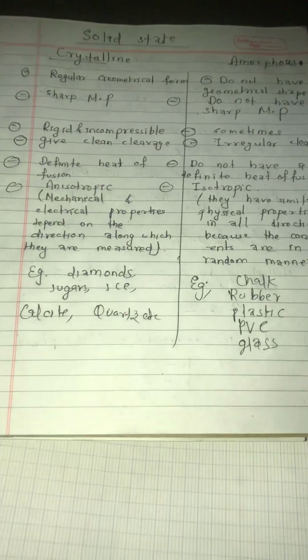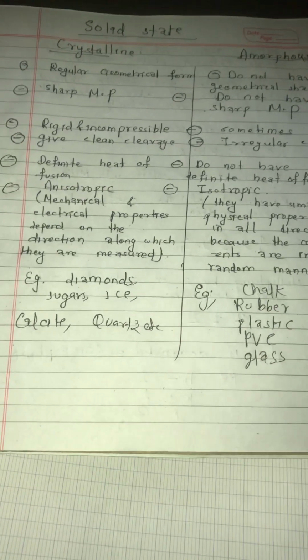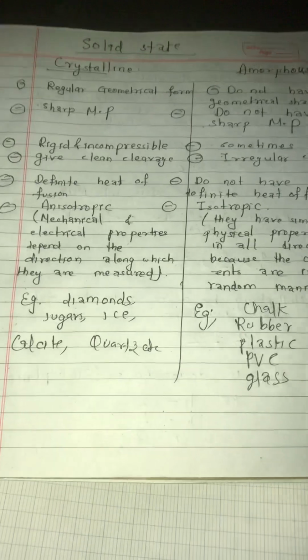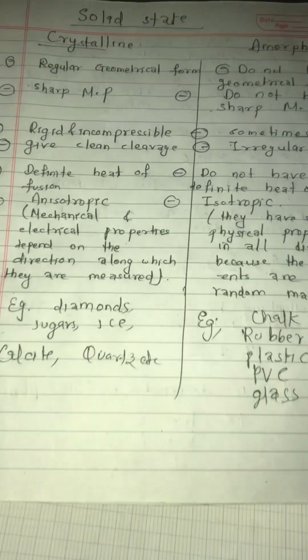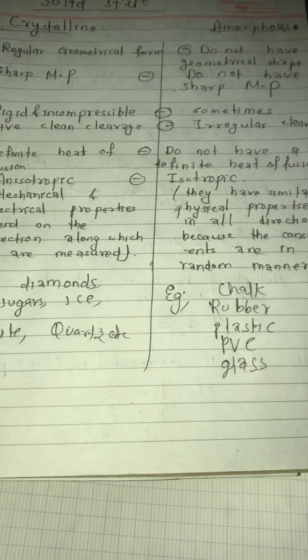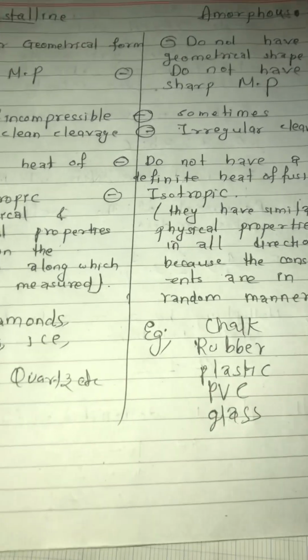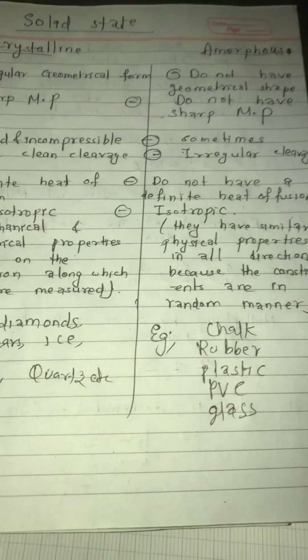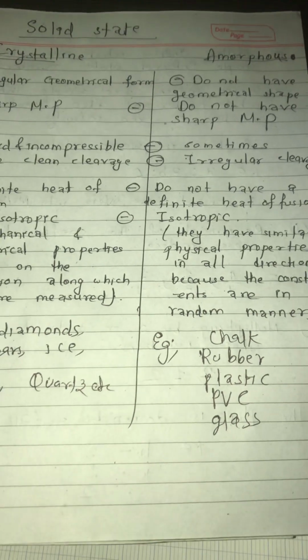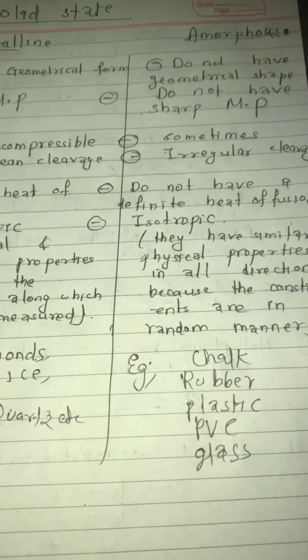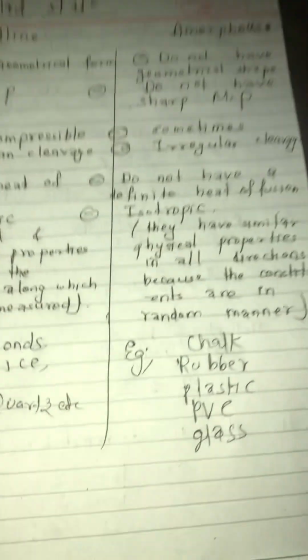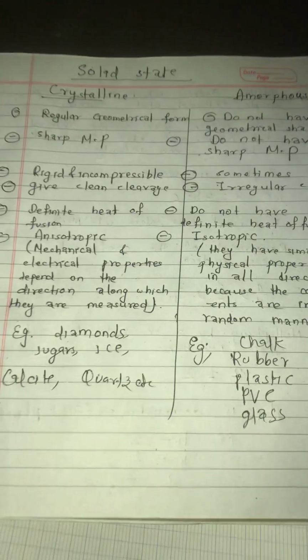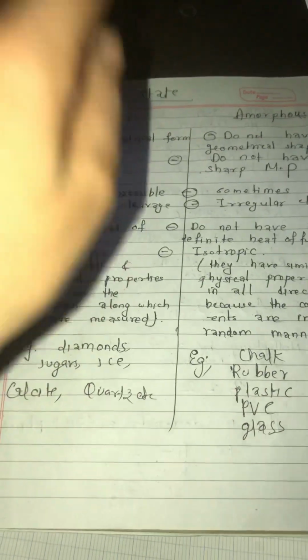Differences between crystalline solid and amorphous solid. The first is the regular geometrical form in the crystalline solid. These solids have orderly arrangements of atoms that produce faces, which also cause the solids to have highly regular shapes, the geometrical forms like circle, square, triangle. Because of that, they have regular geometrical forms.